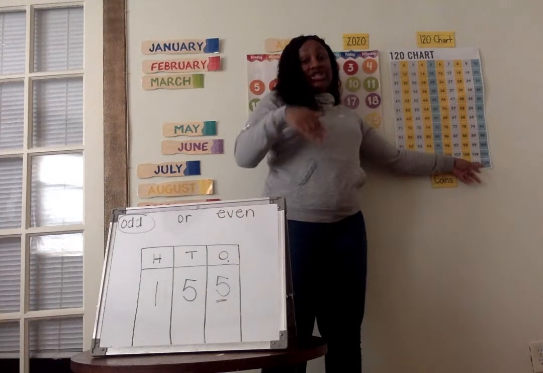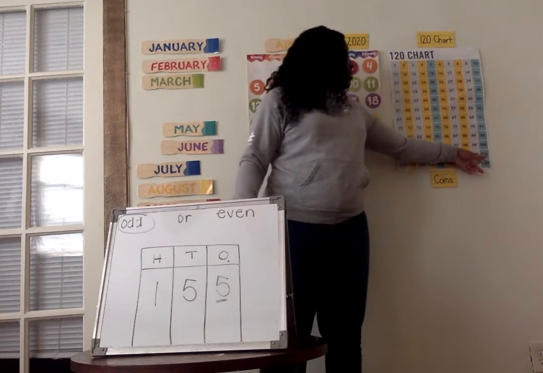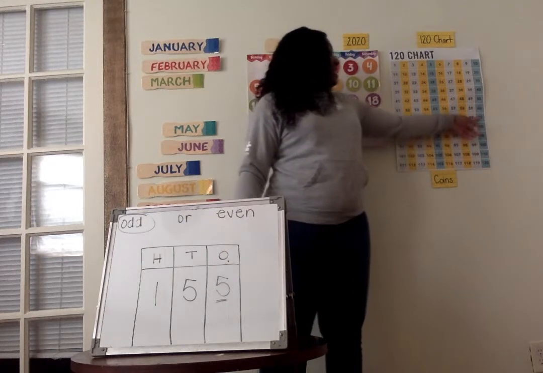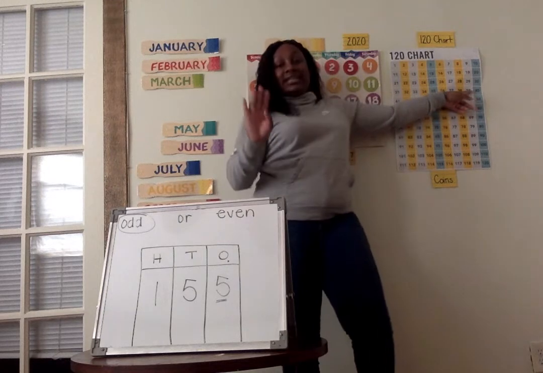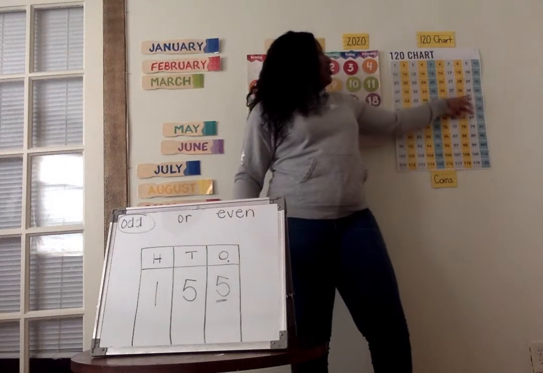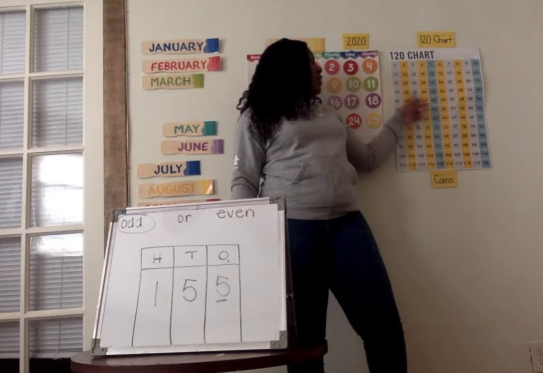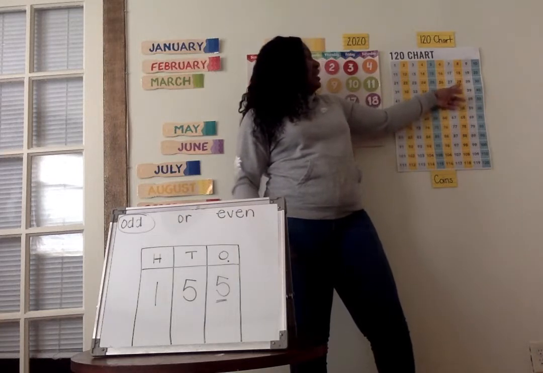Stop. Switch. Count back by tens. 120, 110, 100, 90, 80, 70, 60, 50, 40. Stop. Switch. Count back by ones. 40, 39, 38, 37, 36, 35, 34, 33, 32, 31, 30, 29, 28.